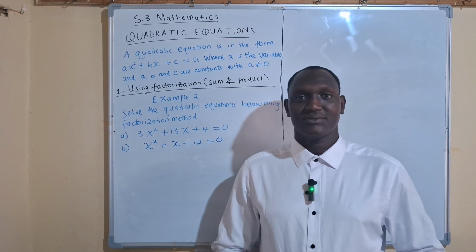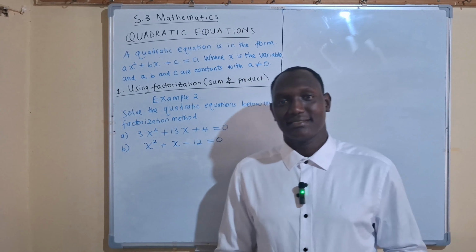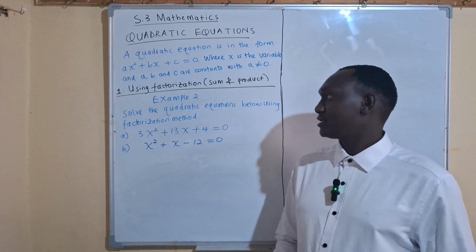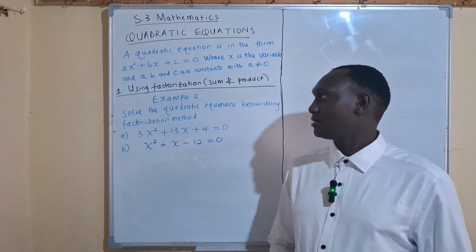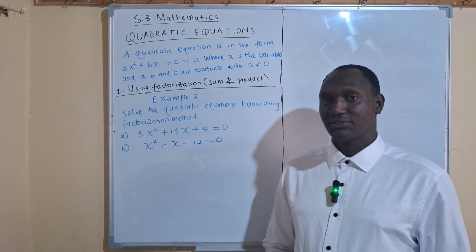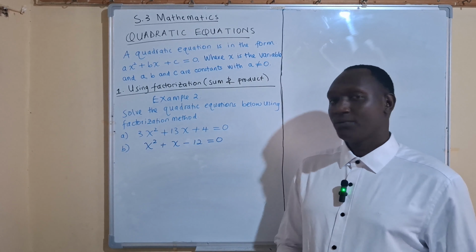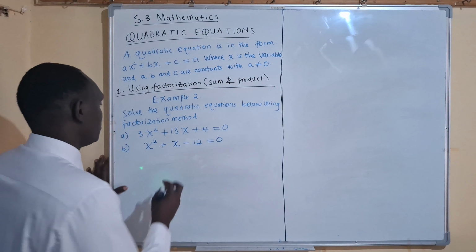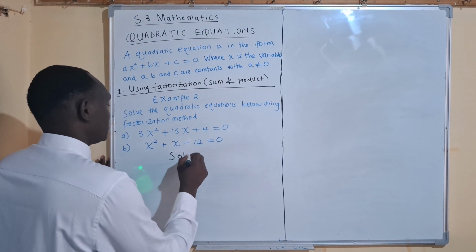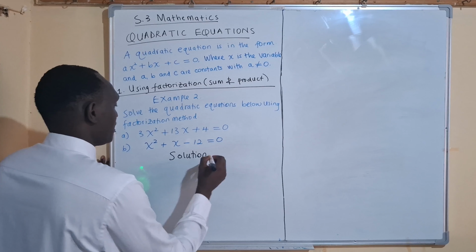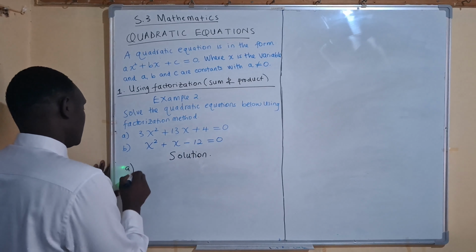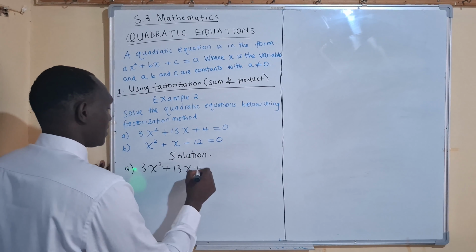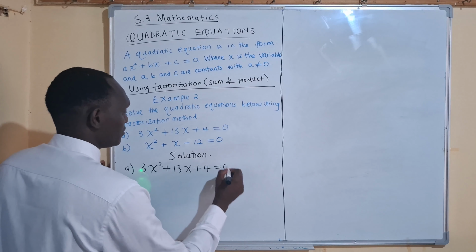Yes, welcome back to the Senior 3 Mathematics class on quadratic equations. We are solving quadratic equations by the method of factorization. We are now in example 2, which says: solve the quadratic equations below using the factorization method. So the solution would be, for part A, 3x squared plus 13x plus 4 equals 0.